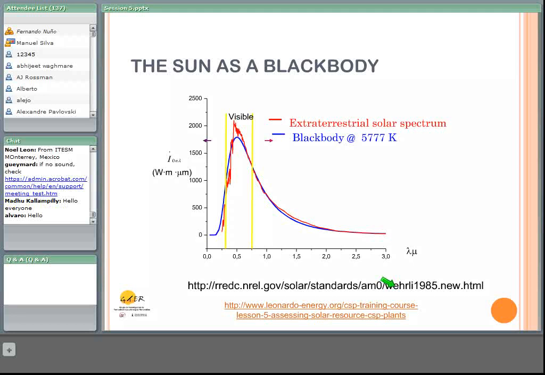And we can also see that the emission spectrum of a black body at 5777 Kelvin is similar to this extraterrestrial solar spectrum, having the same irradiance. The integral of this curve over the whole spectrum takes the same value, which is 1367 watts per square meter.